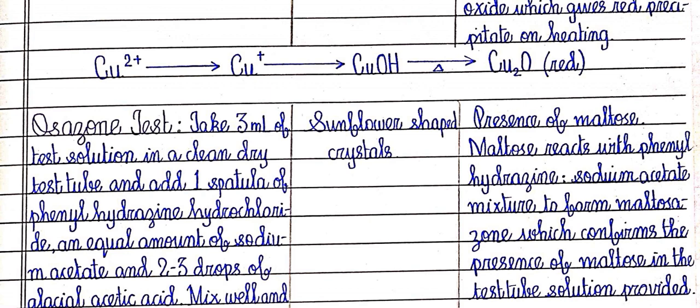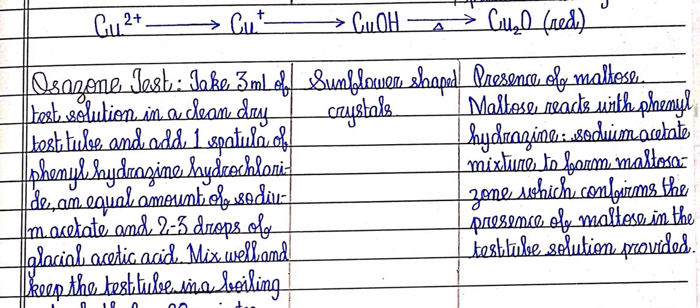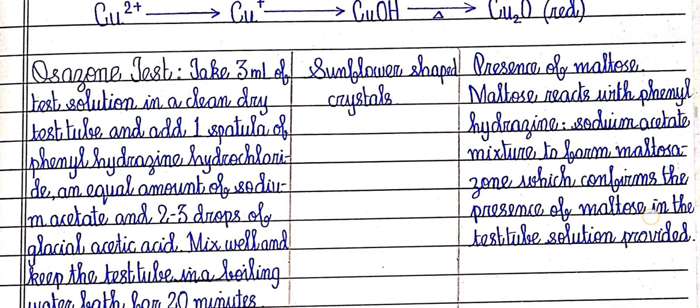Earlier we mentioned a trick to remember this: maltose, M, marigold. Marigold is a flower, sunflower is another flower. So M, like that. Maltose, sunflower shaped crystals. Then we will be performing the osazone test. After we got sunflower shaped crystals, that indicates presence of maltose. Maltose reacts with phenylhydrazine and sodium acetate mixture to form maltosazone, which confirms the presence of maltose in the test tube solution provided.